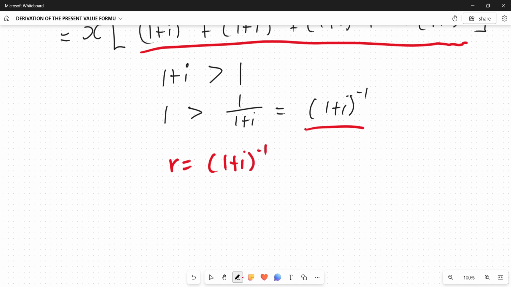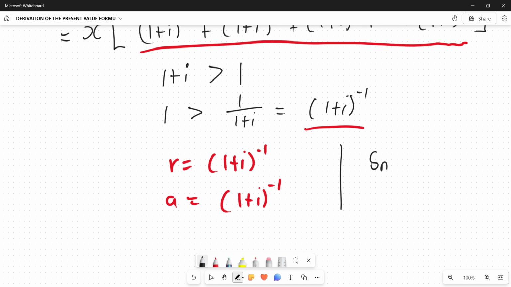And what is our first term? Our first term here, which is a, is (1 plus i) to the power of negative 1. So now we are going to use the sum of a geometric series, whereby the sum of n terms for a geometric series is equal to a into (1 minus r^n) over (1 minus r). So now in this case, we have our common ratio as (1 plus i) to the power of negative 1, and also our first term is (1 plus i) to the power of negative 1.